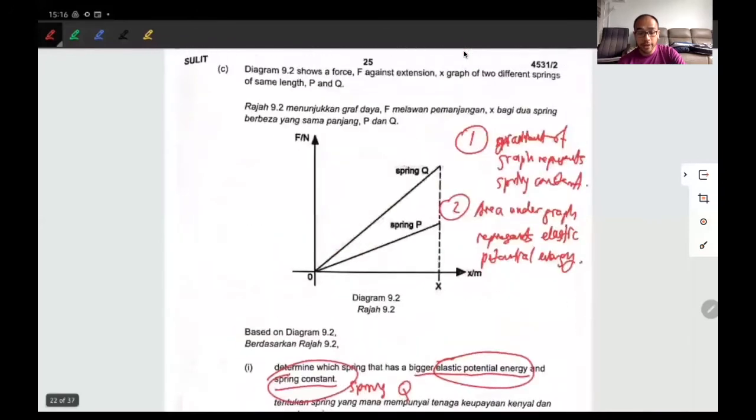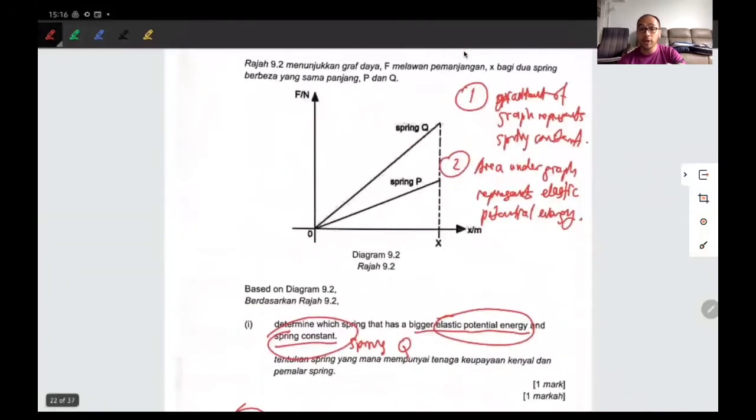So the gradient of the graph represents the spring constant. So since Q is much higher than P, obviously Q has a bigger spring constant because the gradient is bigger. Secondly, look at the area under the graph. Look at Q's area and look at P's area. Obviously, Q has a bigger potential energy because the area under the graph is much bigger. Okay, so that's 2 marks over there.